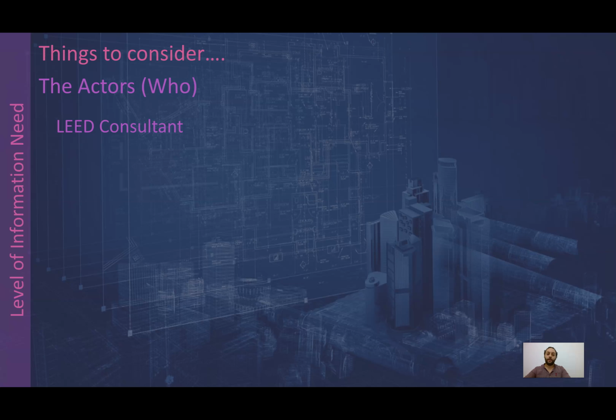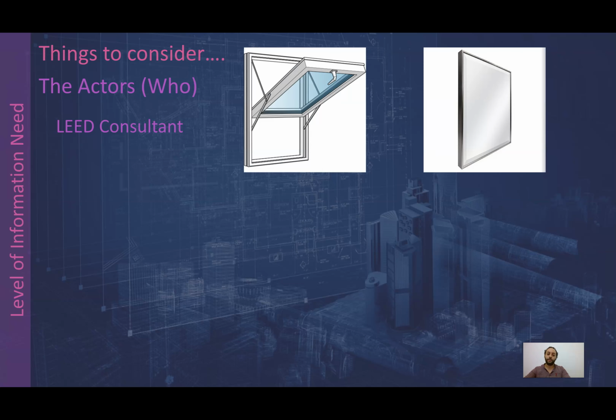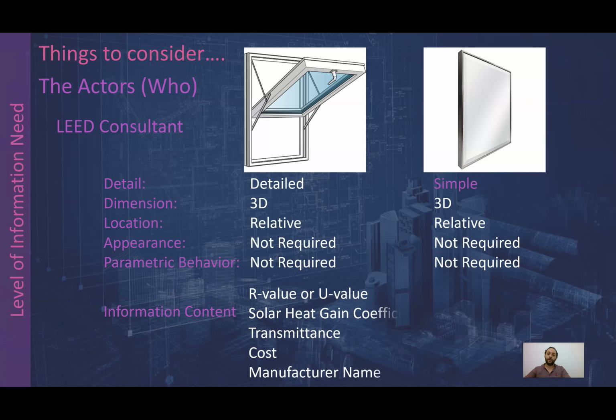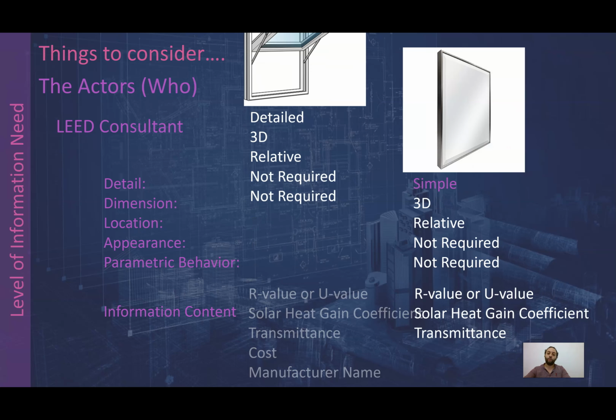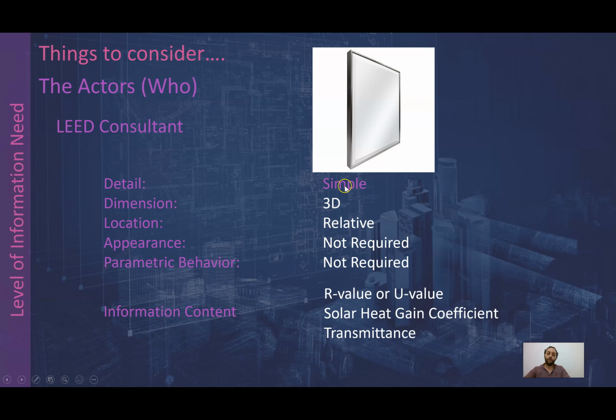So for example, the lead consultant needs to perform the energy analysis at early stage. We have 2 examples here. The left one is detailed, the right one is simple. The left one has a lot of information: R value, solar heat gain coefficient, transmittance, cost, manufacturer name, and the other one has only the specific information that the lead consultant needs. So in terms of that, he will need this one.